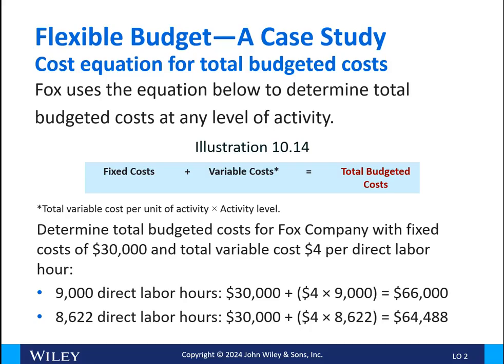If we had 8,622 direct labor hours, the budget would be the $30,000 in fixed costs plus 8,622 direct labor hours times $4 per hour. So the total will be 64,488.